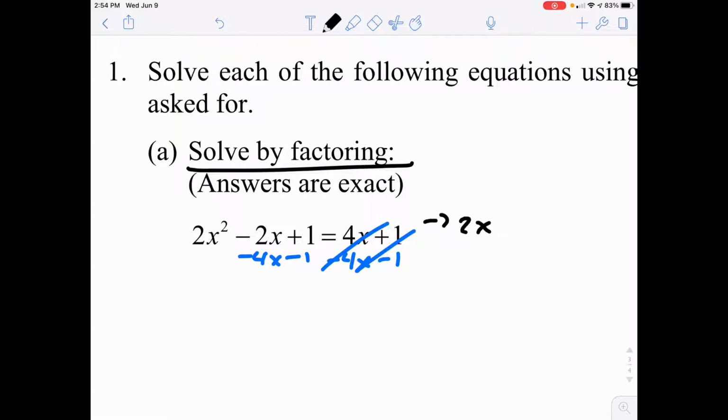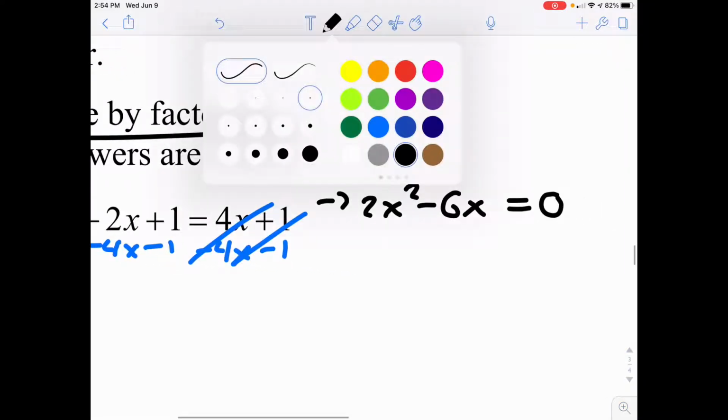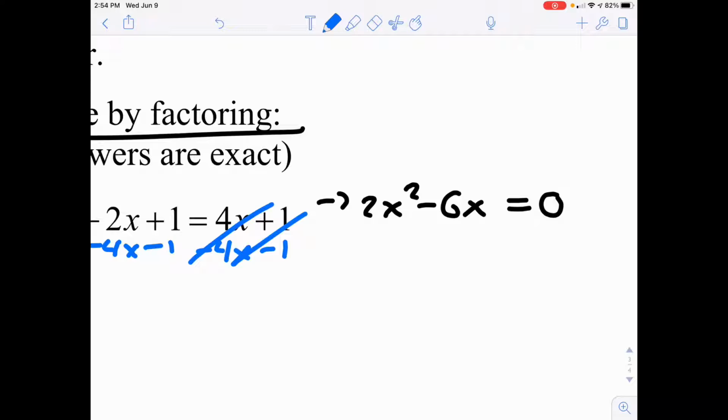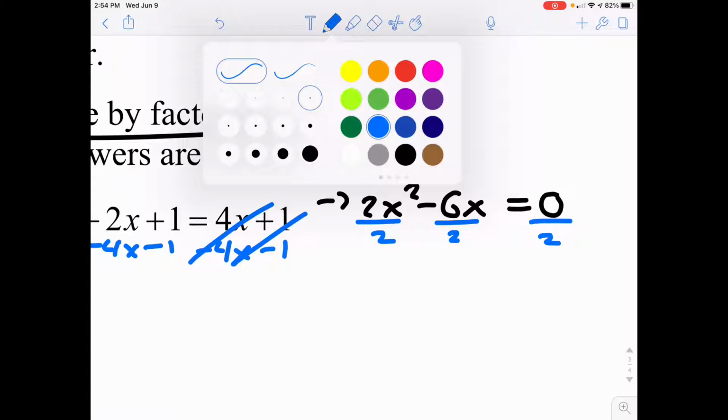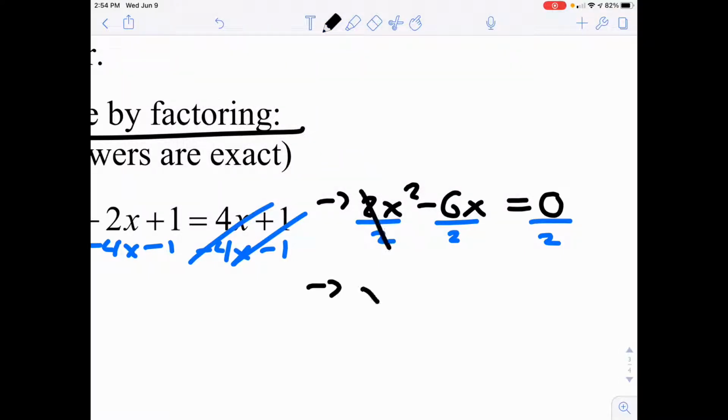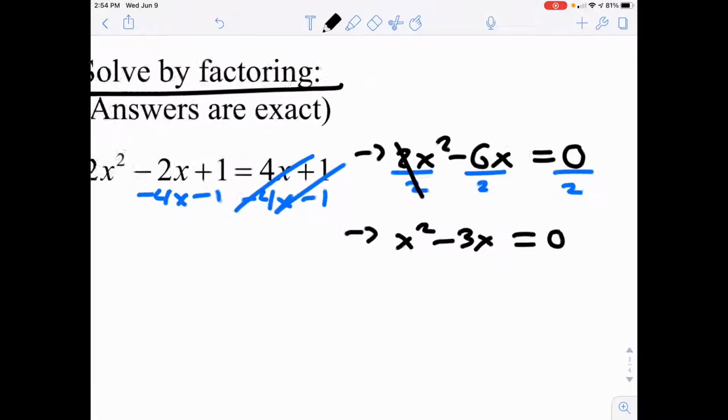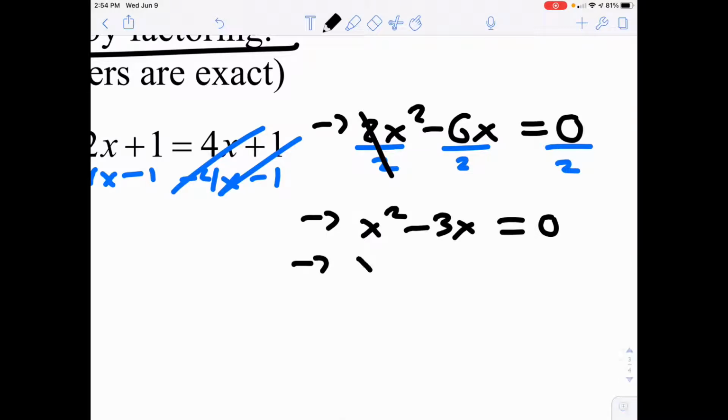This now becomes 2x squared minus 2 minus 4 would be minus 6x, and then plus 0. So in other words, there's nothing there, equals 0. Now, to continue, I could divide by the 2 to reduce this equation down a little bit more. And that would be x squared minus 3x equals 0. But at the end of the day, I'm still going to need to factor it. So prime factorize this thing. This would be x times x minus 3 times x equals 0.